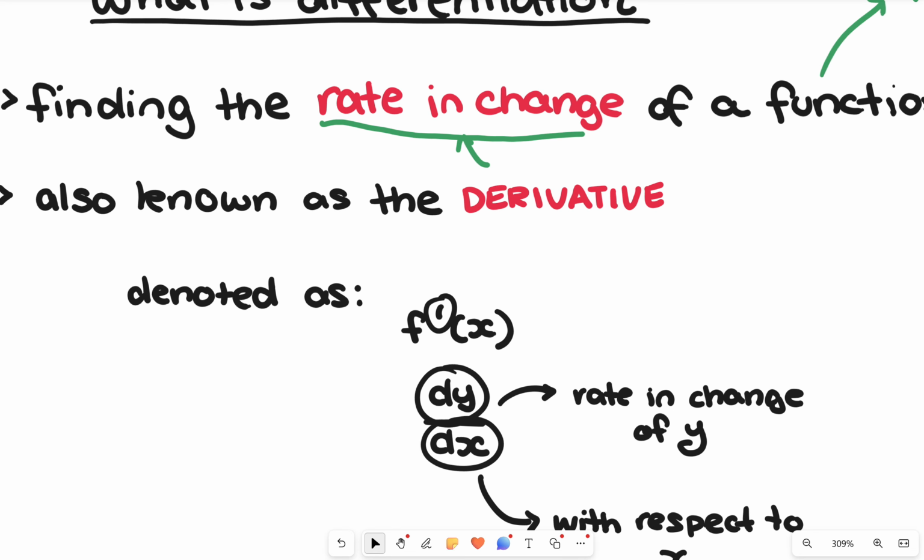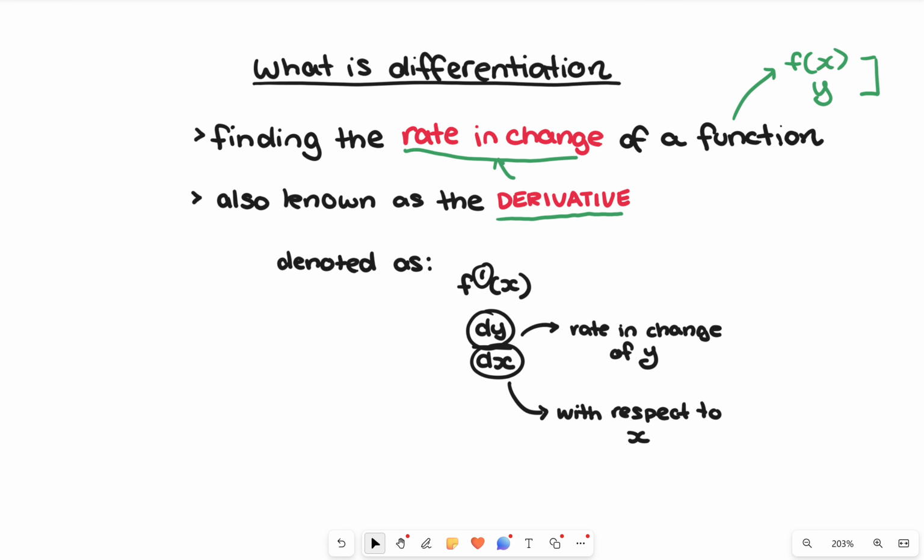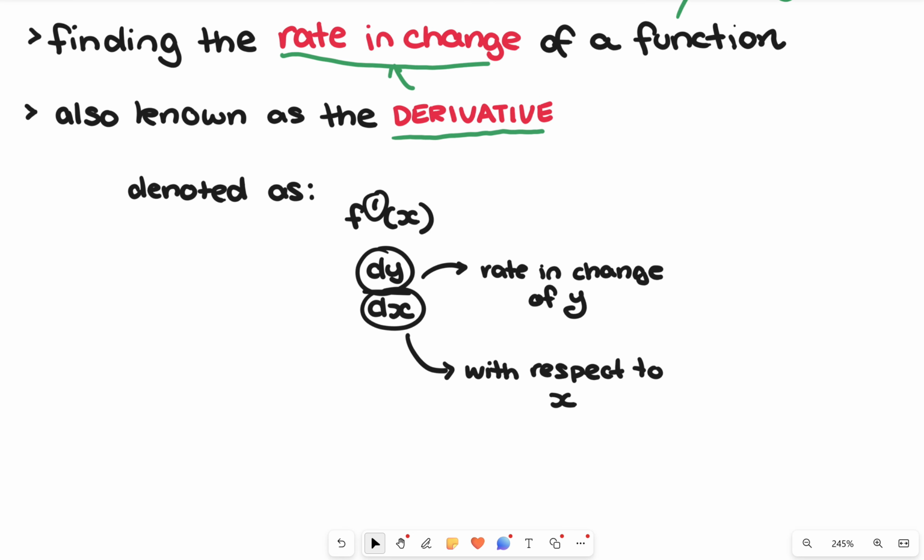It's also important to know that in a question, it may ask you to find the derivative of a function. This term is just asking you to differentiate that function. So if I'm asked to find the derivative of f of x equals 2x plus 1, I just have to differentiate that function.